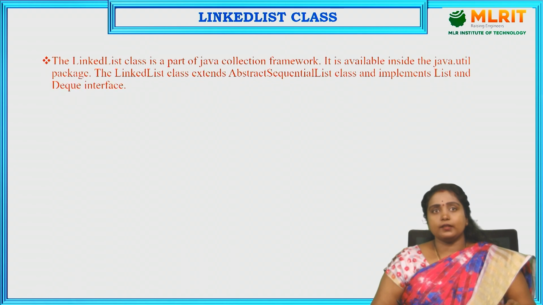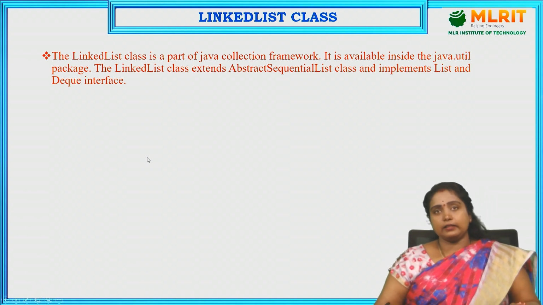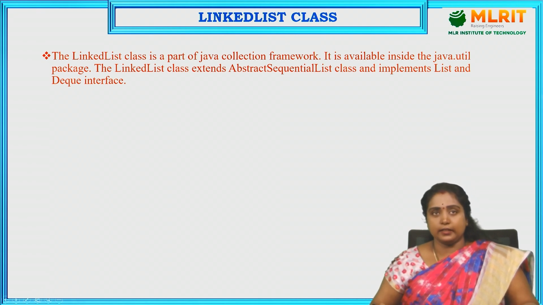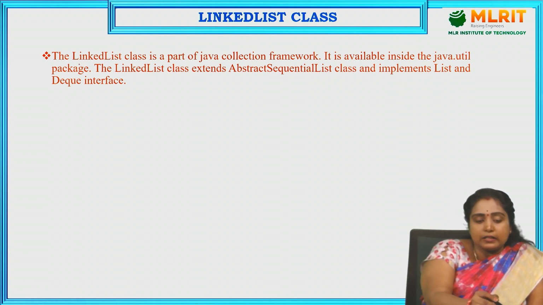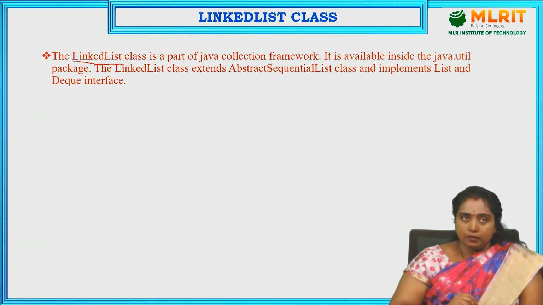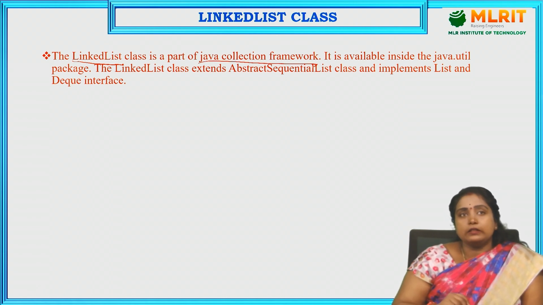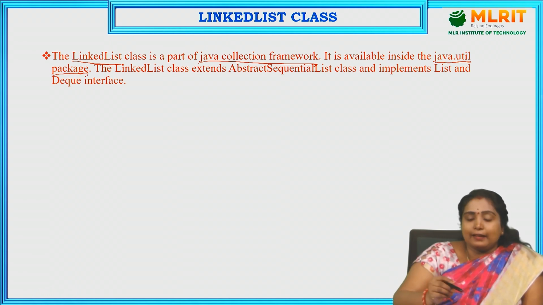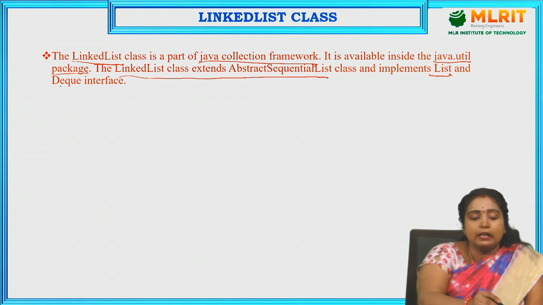So linked list, what is meant by a linked list? Linked list is a linear data structure which we have seen in our data structures. It is used to store data in a structured format, isn't it? So linked list is also a part. Linked list is a built-in class which is a part of the Java collection framework. It is in the java.util package, and this LinkedList class extends the AbstractSequentialList class and implements the List and Deque interfaces.